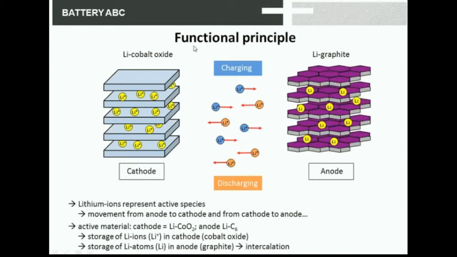The functional principle is that lithium ions move from cathode to anode and back from anode to cathode during charging and discharging. And this means these ions move and get stored in the active material in the cathode or the anode.